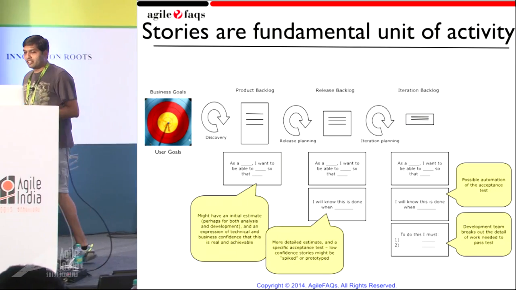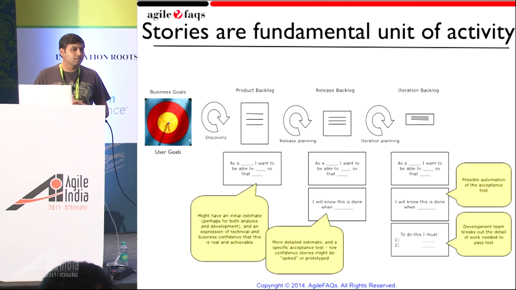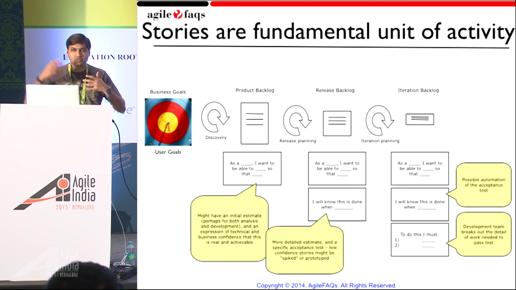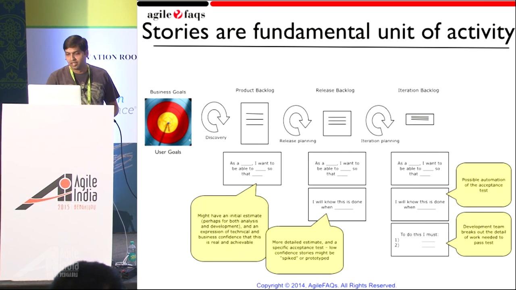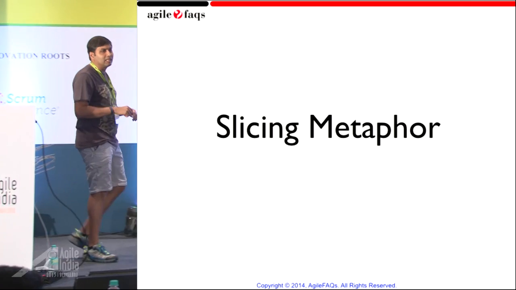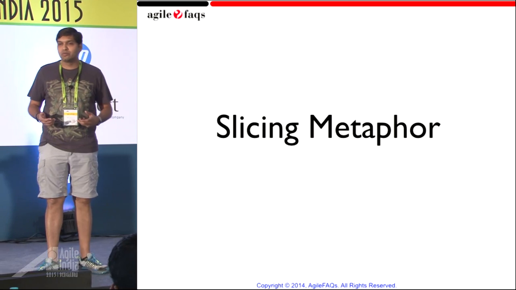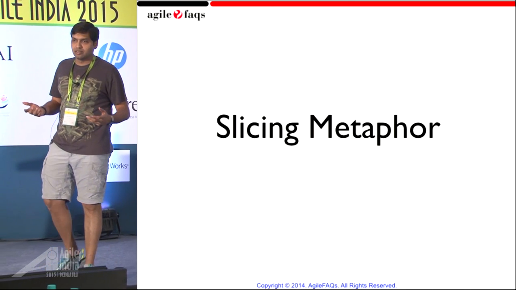I think this only gives part of the picture. There's a lot more that is happening when we talk about planning, stories, backlog, all of that stuff. So I don't know if I'll be able to do justice to that, but let's talk about the slicing metaphor once, right? Where did the slicing metaphor come from? Why do we call it story slicing?